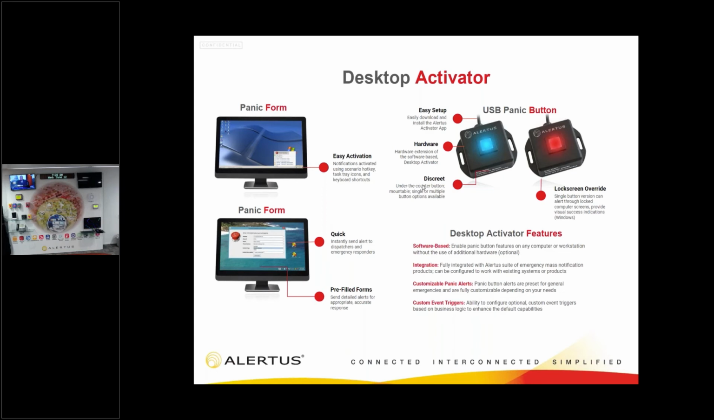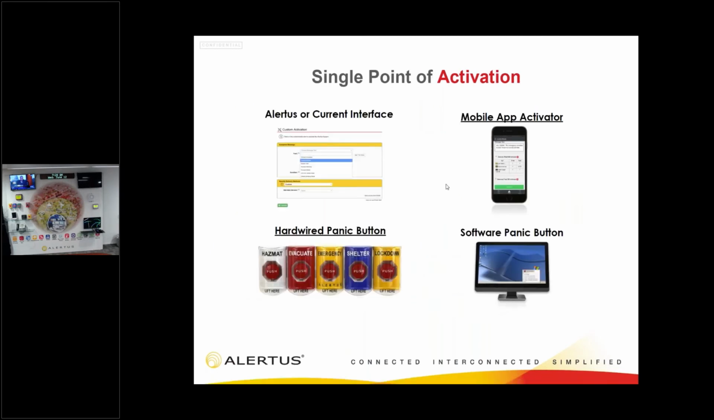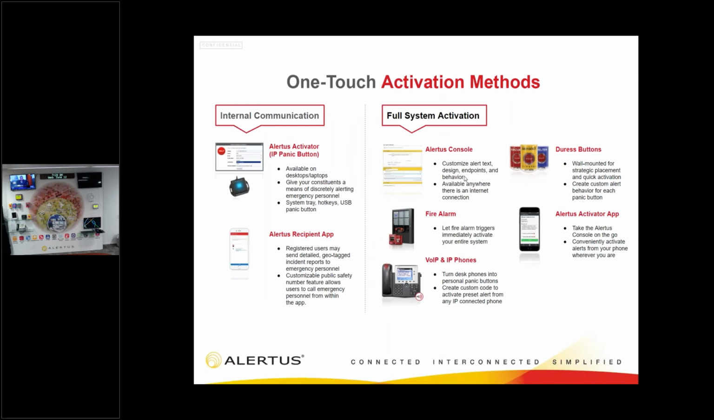Taking that one step further, we also have our discrete USB panic buttons. These can be strategically located underneath desks or in discrete areas where, once pushed, that internal notification is going to be distributed so that the security staff or managerial staff can then receive that notification and act accordingly, whether that is dealing with that emergency situation or doing a full system activation and distributing that emergency notification across all endpoints.